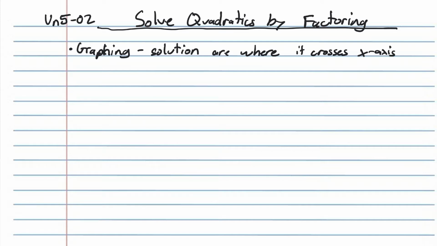Okay, so if I just draw a little quick sketch here, so let's say that's your graph, and let's say your parabola ended up looking like this. And that means that your solutions are located here and here, right? Wherever it crosses the x-axis, that's the solutions to this quadratic, okay?